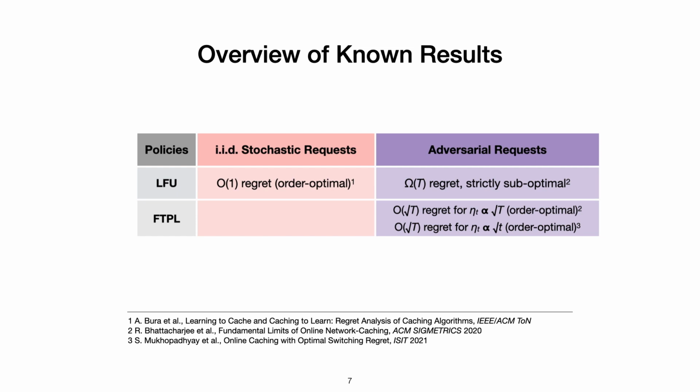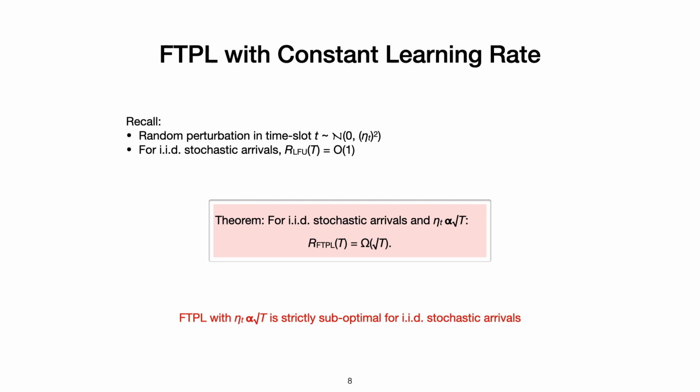Since FTPL is already optimal for adversarial arrivals, we make an attempt to characterize its performance for the stochastic setting. Our first result characterizes the performance of FTPL with a constant learning rate. That is, FTPL with the variance of the Gaussian perturbation being time invariant. We show that for IID stochastic arrivals, if the learning rate is constant, the regret scales at least as square root of capital T. Since LFU has constant regret for IID stochastic arrivals already, we conclude that FTPL with a constant learning rate is strictly suboptimal for this arrival model.